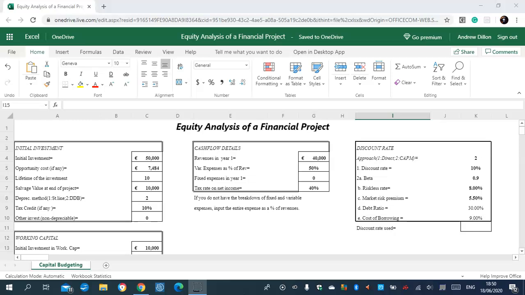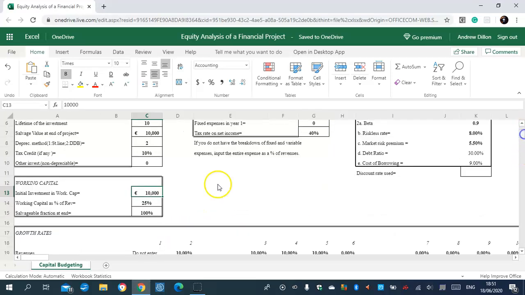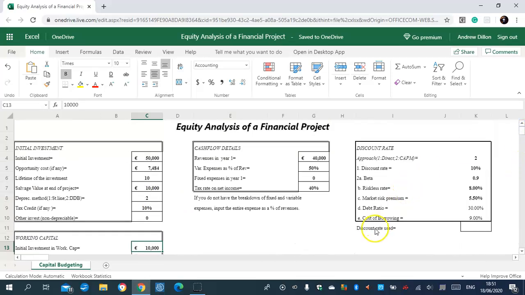Today I'm just going to show you the Solver financial assets and equity analysis in a financial project. So you see the working capital, your initial investments, the cash flow details and your discount rates. Figures will be inserted into the sheets as I go and do the maths on the function tables. Okay, so you see it's missing the discount rate used.